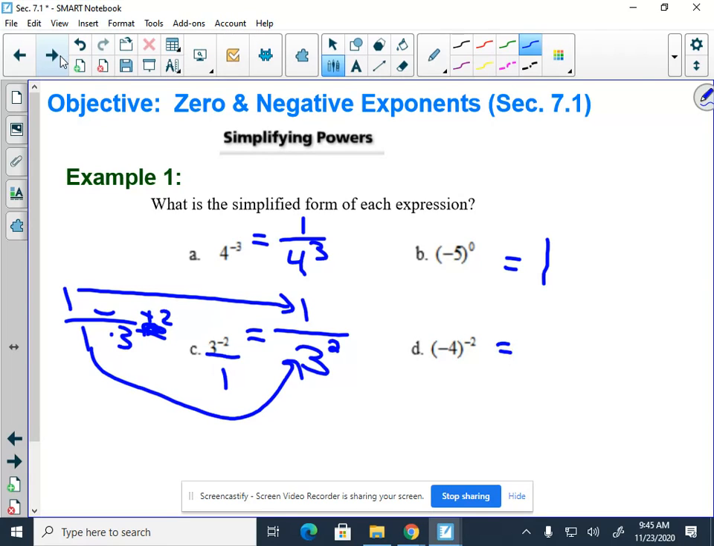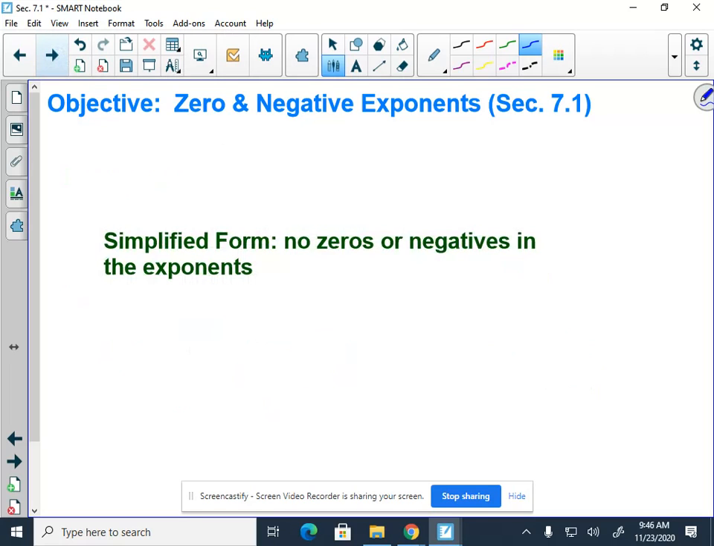So this one, still a 1 in the top. The negative 4 moves to the bottom and it becomes a positive 2. Now, many of those as we go, we can simplify them more, but we're going to leave them that way for now just to get this idea of what to do with negative exponents or exponents of 0. Simplified form always has no zeros, so you won't have the zero exponent or negative exponents.